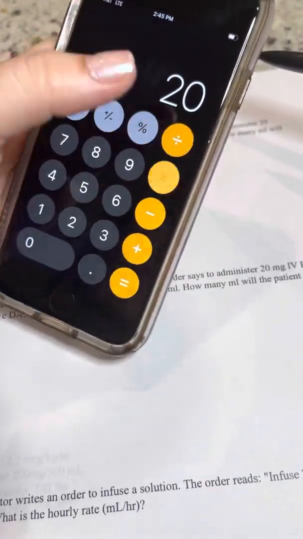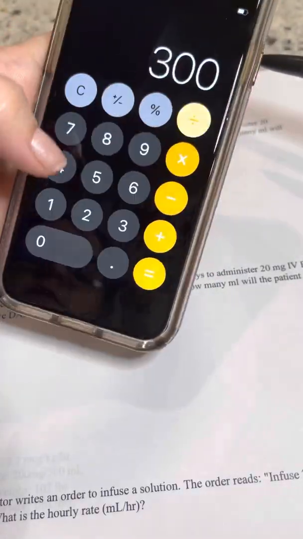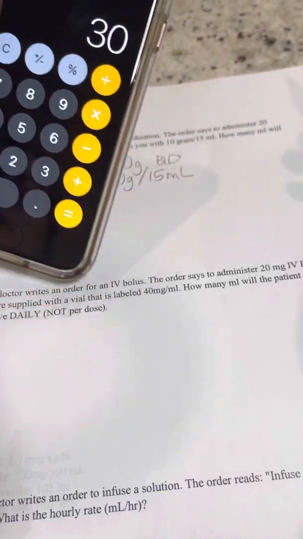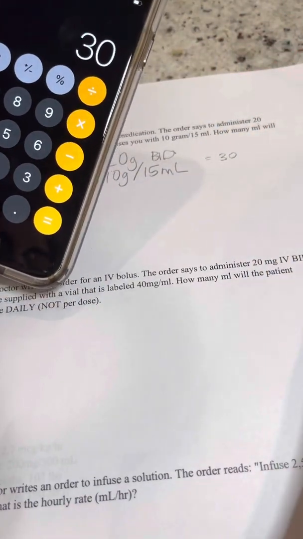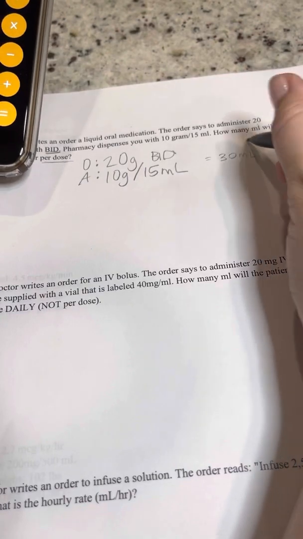20 times 15, divided by 10, and we get 30. 30 mLs. That's our answer.